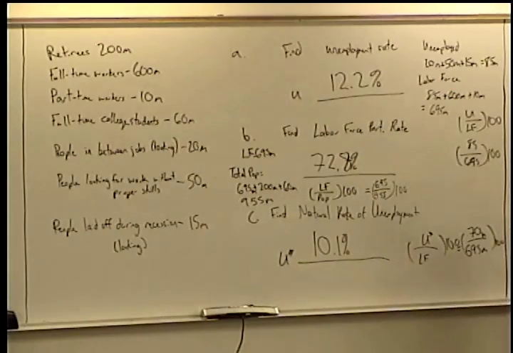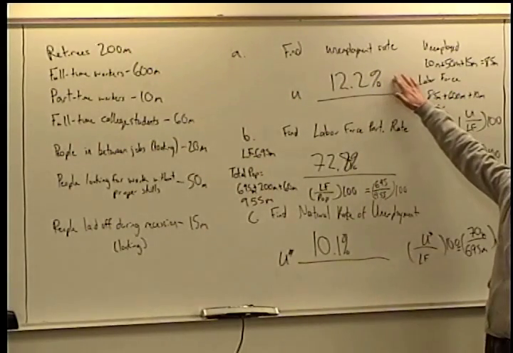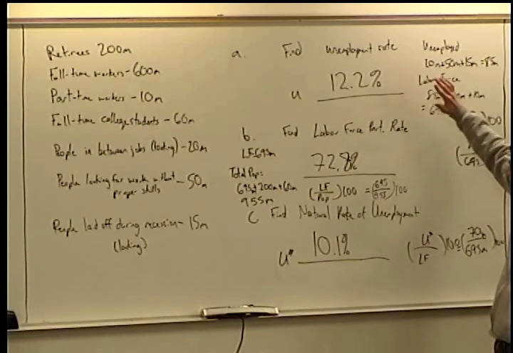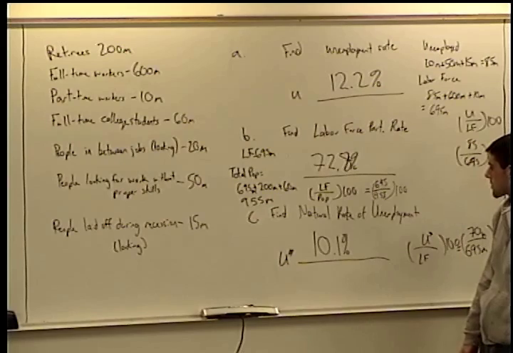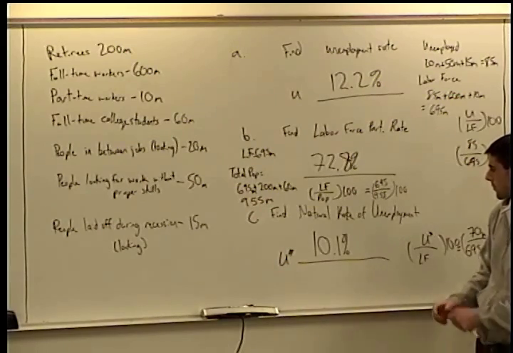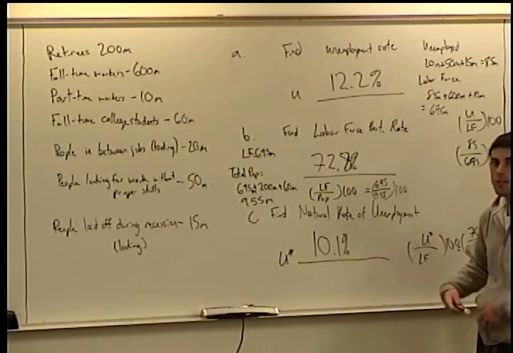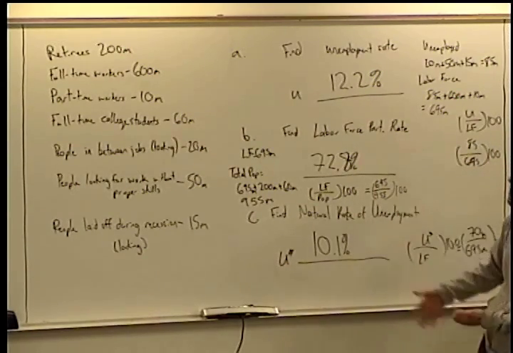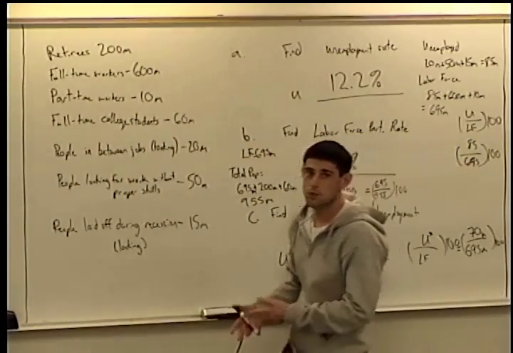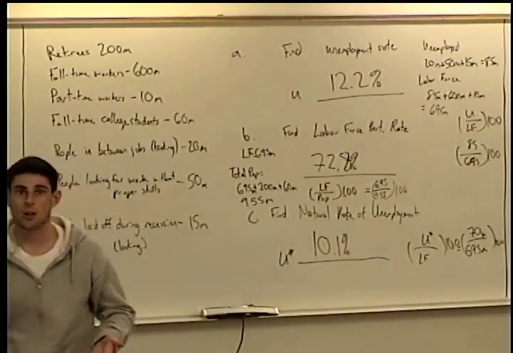So overall, total unemployment is 12.2%. However, if we had cyclical unemployment go to 0, or we weren't in a business cycle, we would still see an unemployment rate of 10.1% due to natural forces in the economy. Okay? So this is one example that you might see of an unemployment problem in a test or on a quiz.